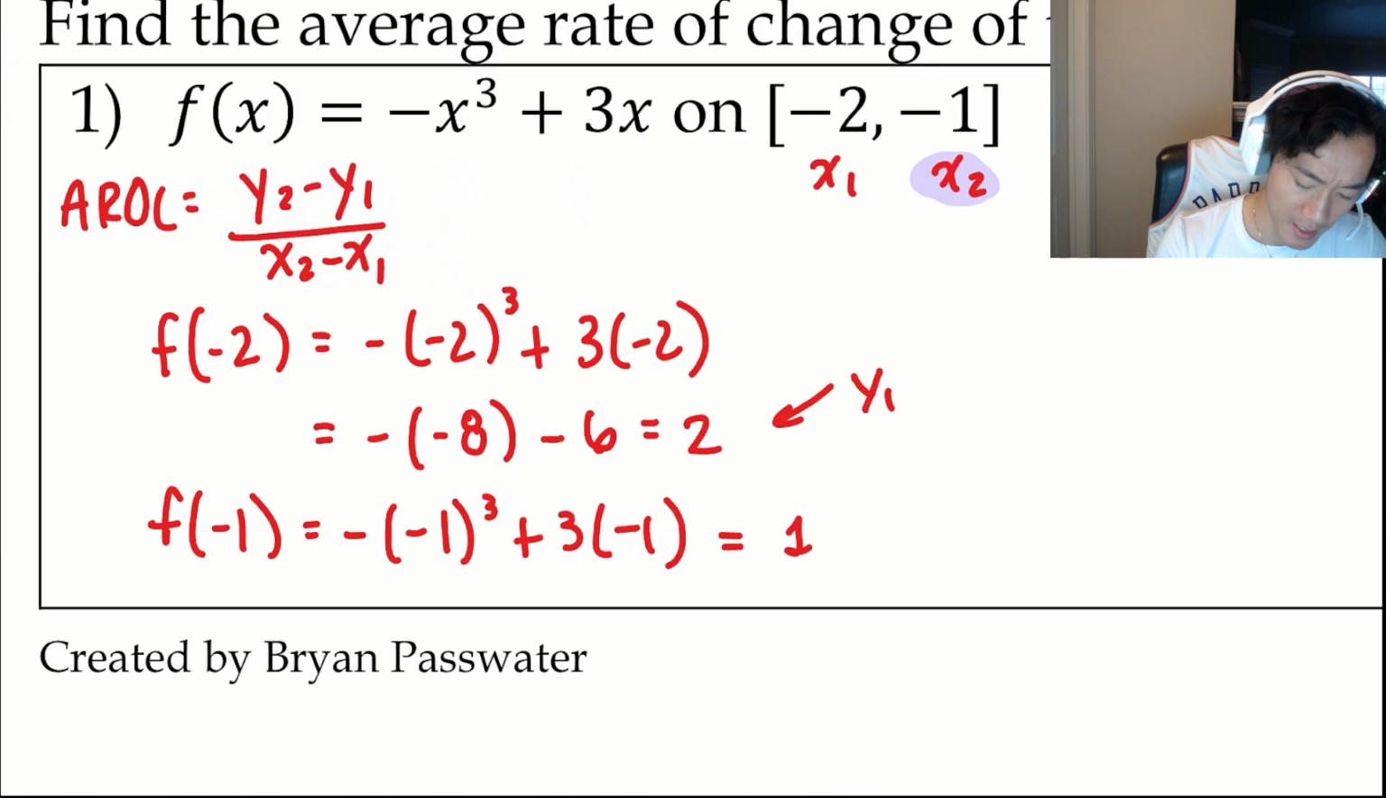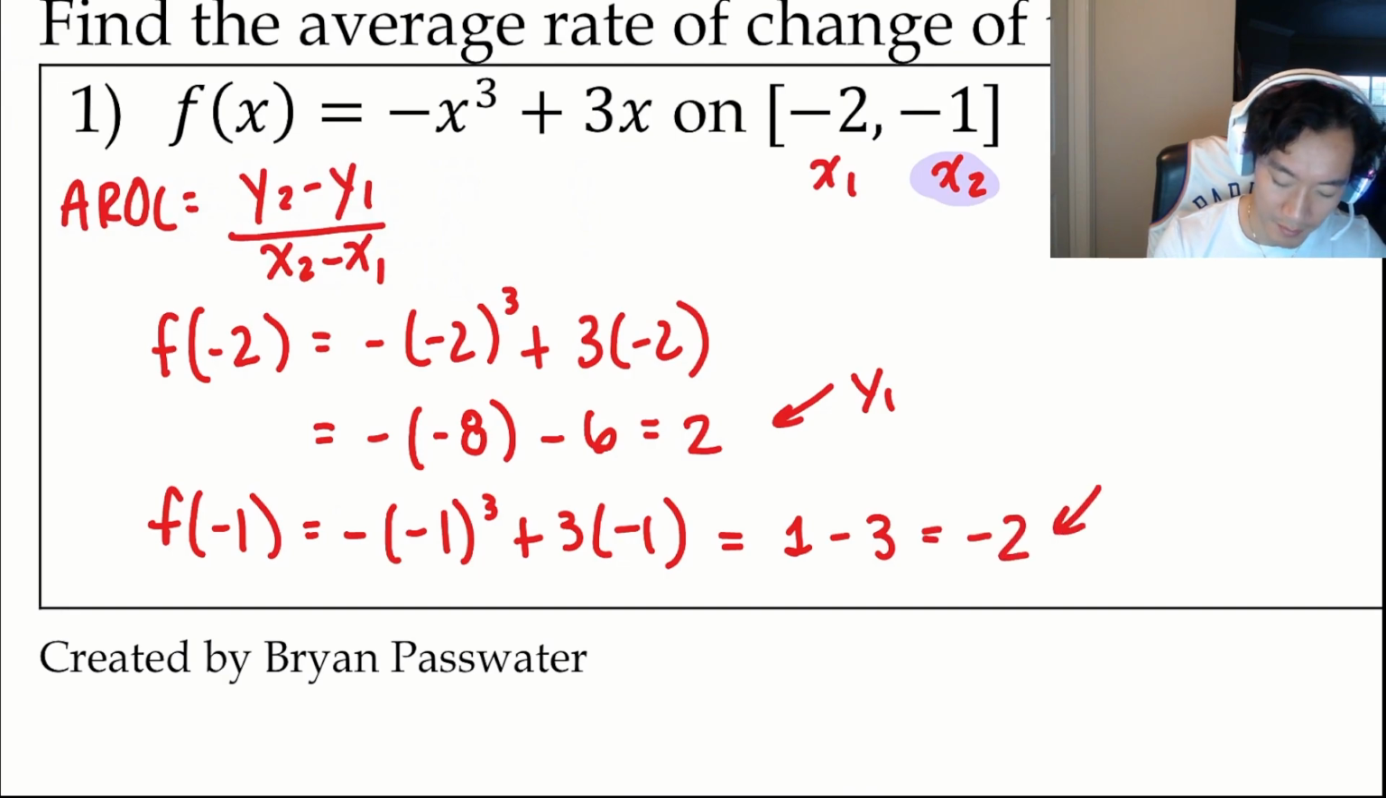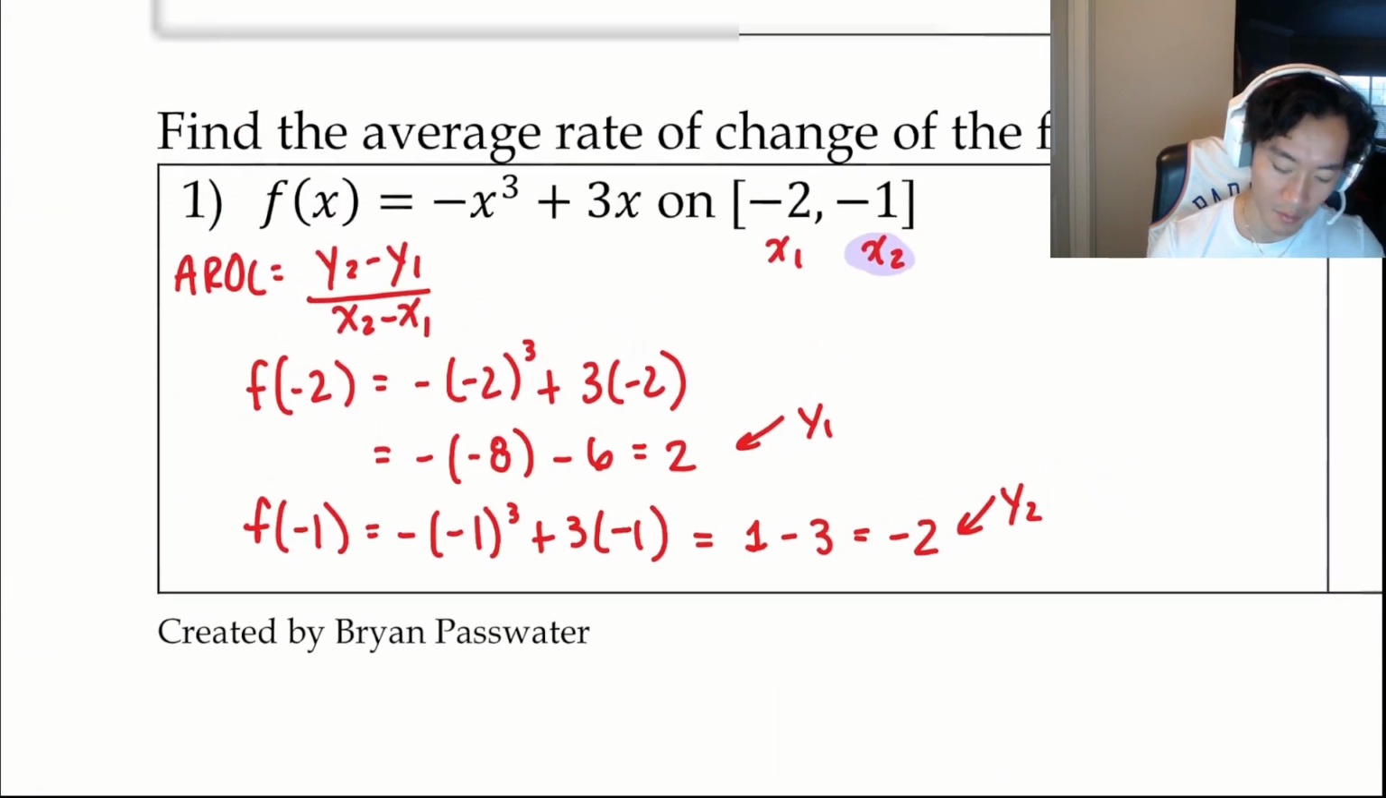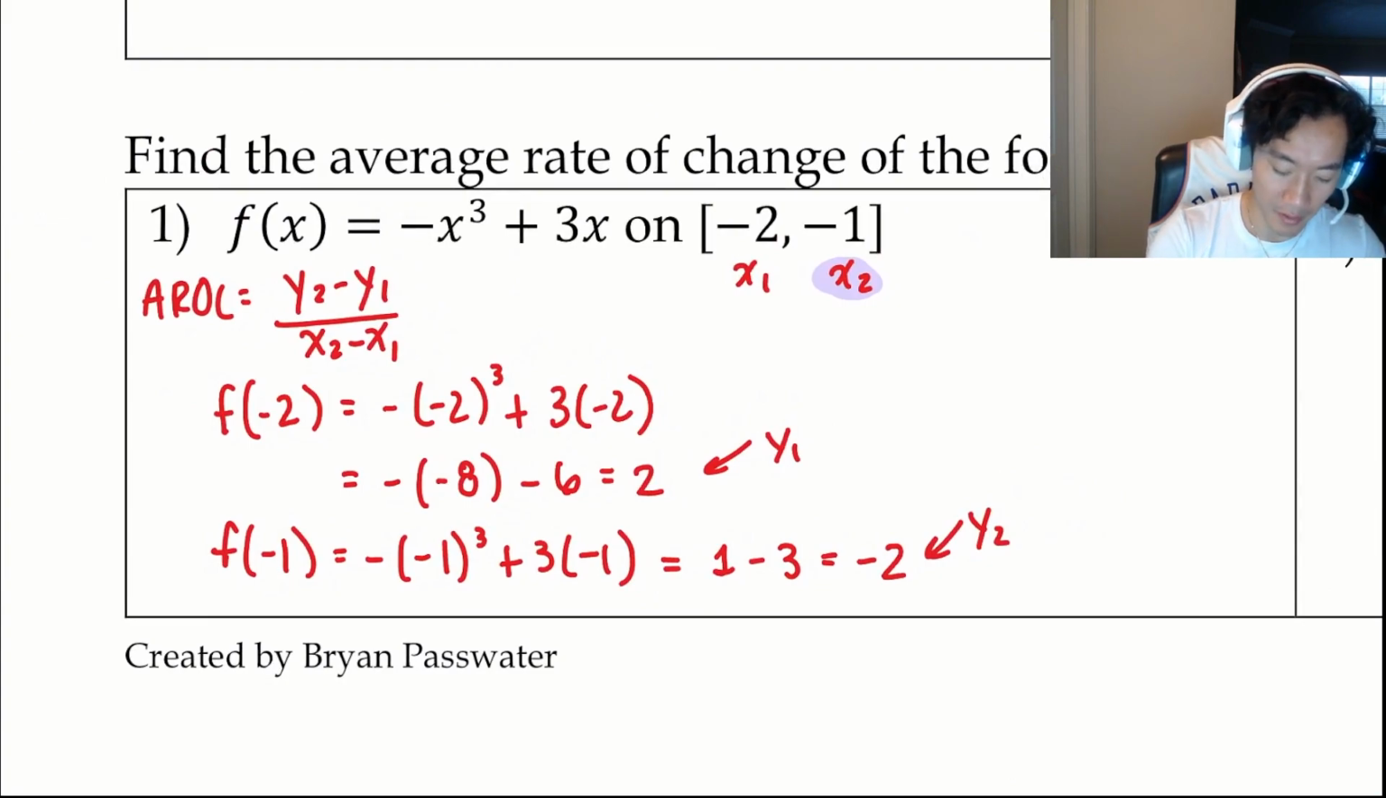I know I end up being a positive 1 overall, right? Minus 3, which ends up being a result of negative 2. So there's my y sub 2. So I found every component that I need to go ahead and plug into our formula now. So I'm going to take a moment to do that, and we'll pick a different color to plug in with.